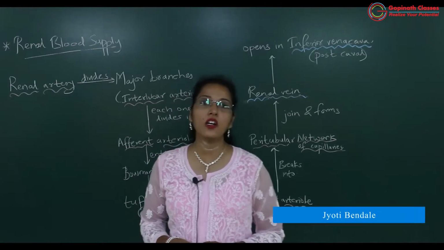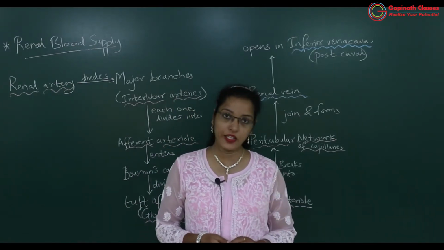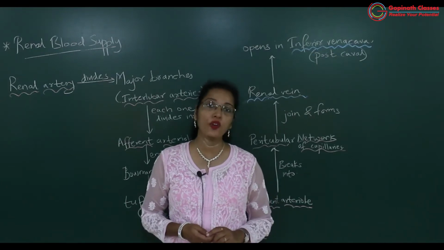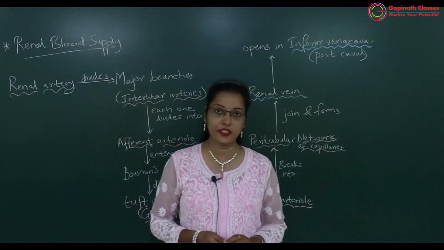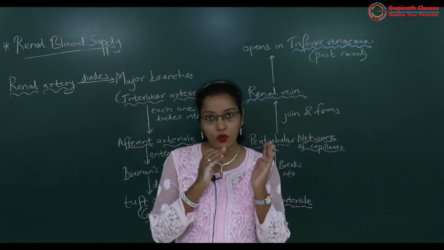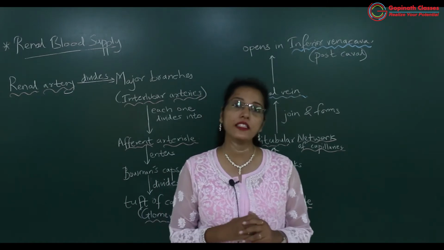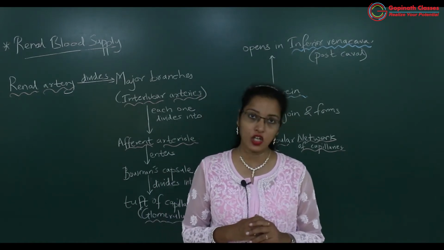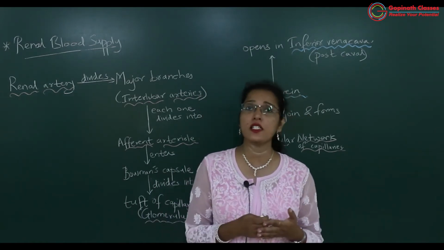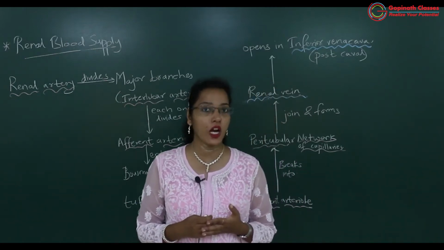Hello everyone, we'll now be talking about the blood supply to the kidney. Kidney means renal, so we will learn the renal blood supply in this session. The oxygenated blood supplied to the kidney is supplied by an artery. The artery which supplies oxygenated blood to the kidney is known as the renal artery.